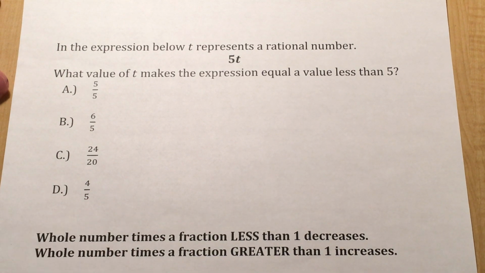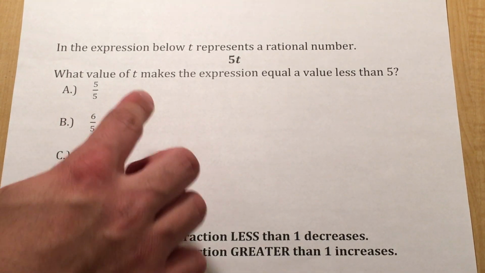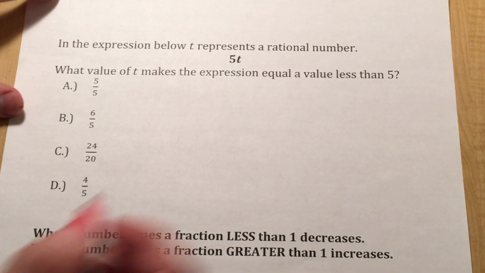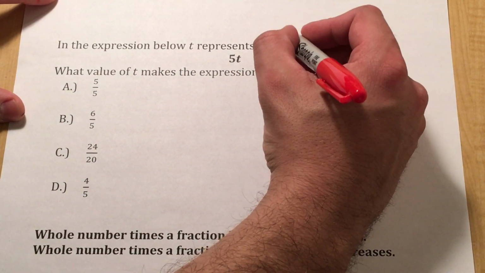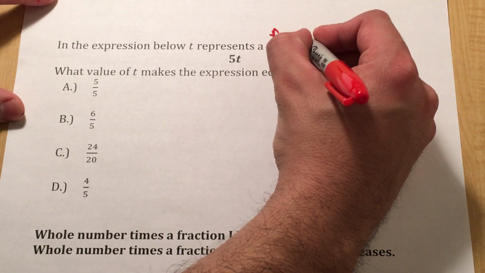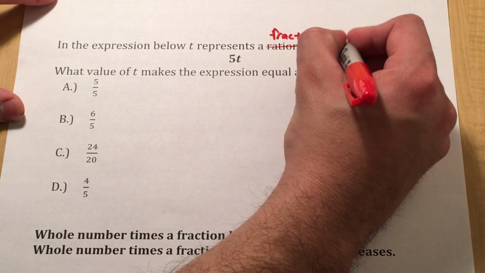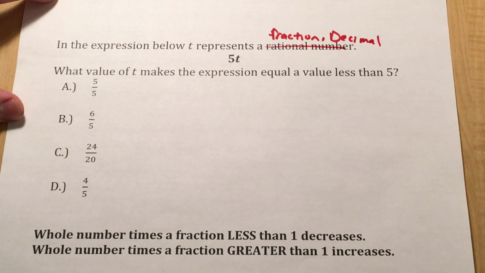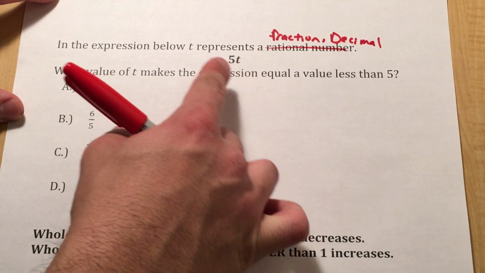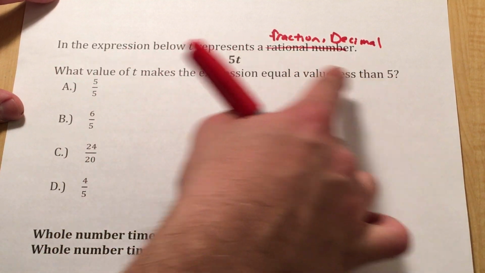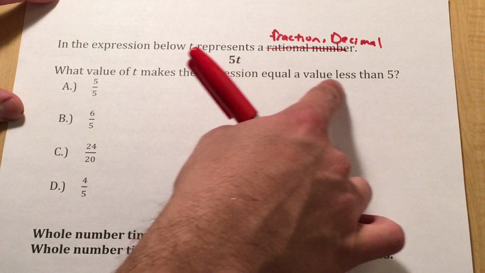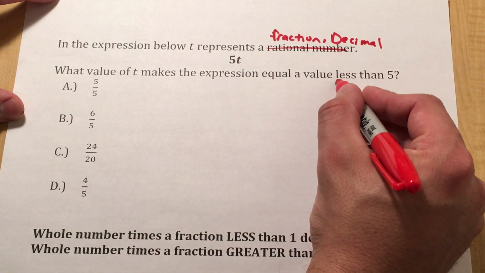Let's go ahead and look at this example here. It says in the expression below, t represents a rational number. And a rational number here could be referring to either a fraction or a decimal, okay? So don't get confused. Just rational numbers referring to a fraction or a decimal. So the letter t represents a fraction or a decimal. What value of t makes the expression equal a value that is less than 5?